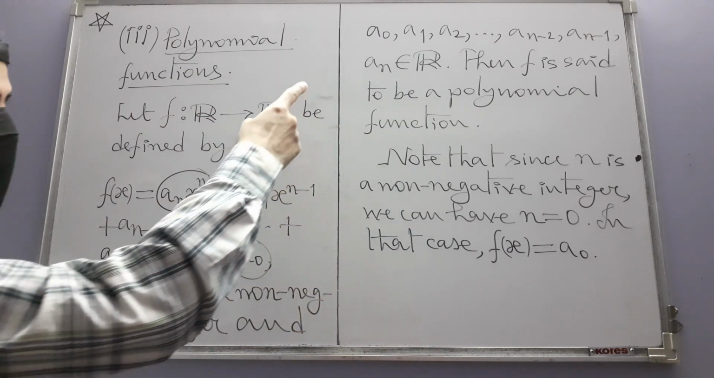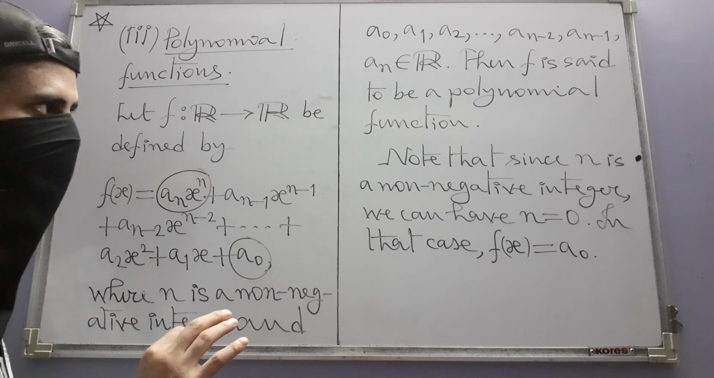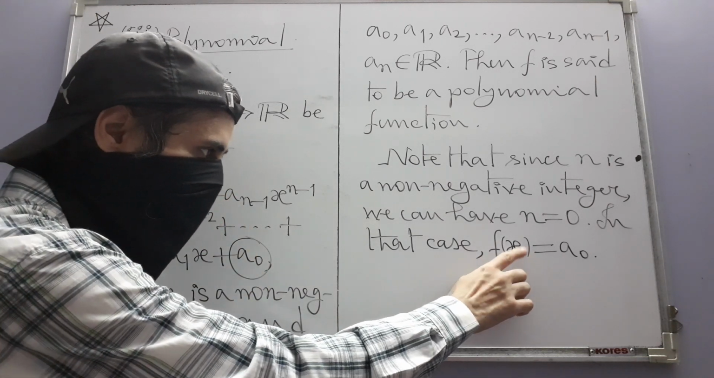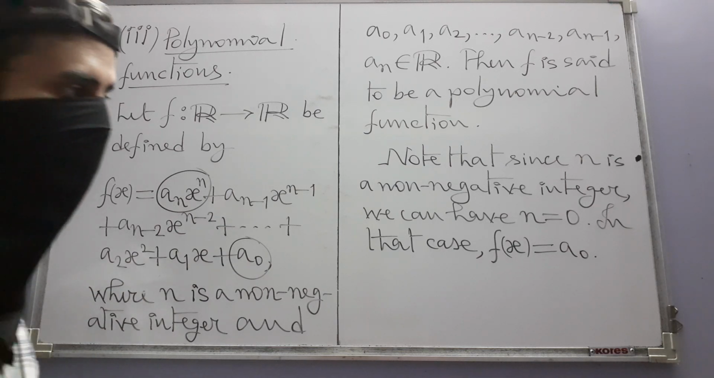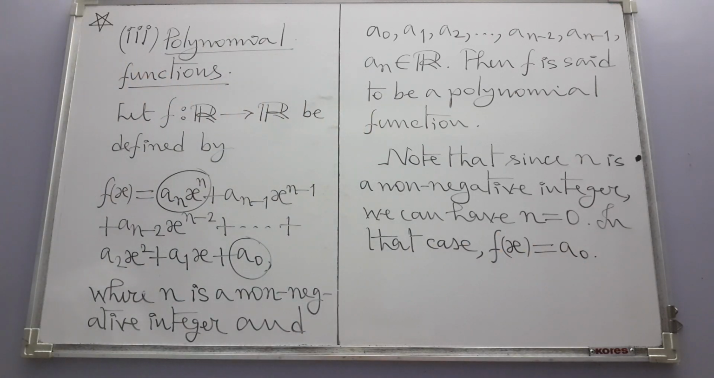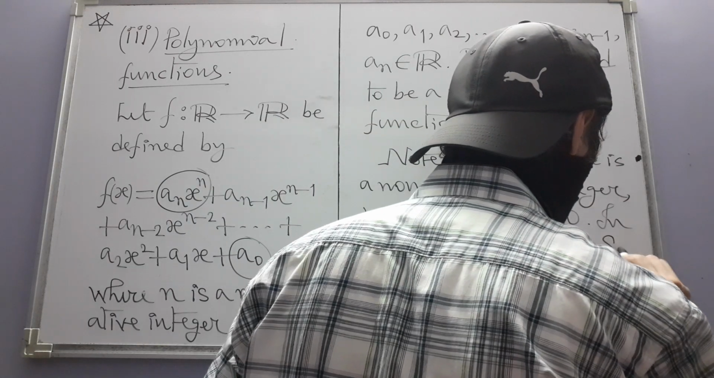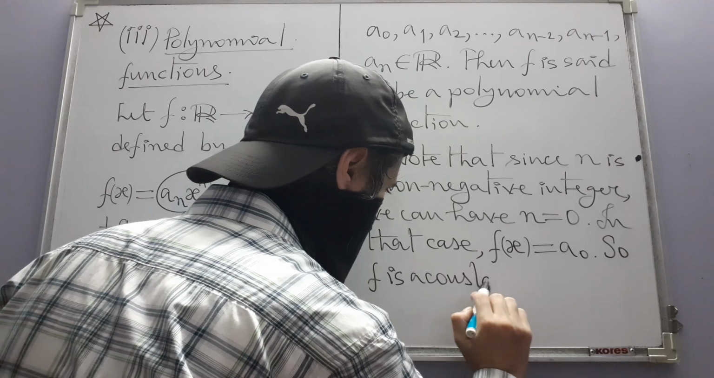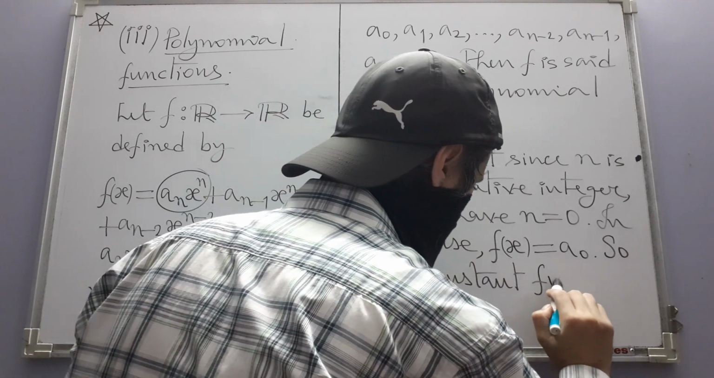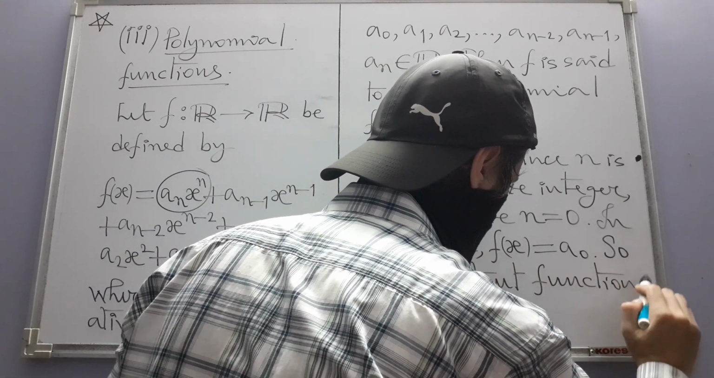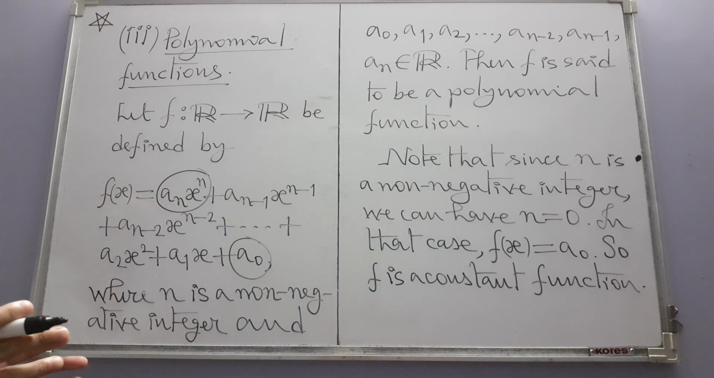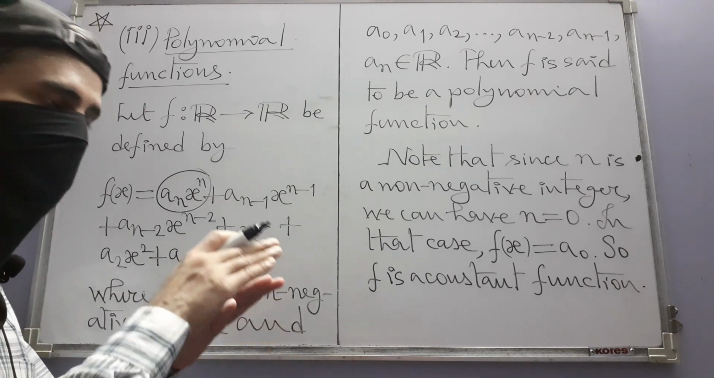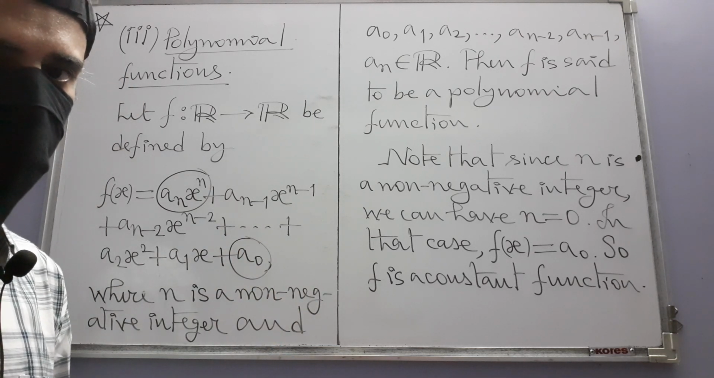And a0 is a fixed real number. You can choose a0, but once you choose a0, it will not change with x. And that is why this is a constant function. So f is a constant function. This tells us that constant functions are also polynomial functions, special types of polynomial functions.